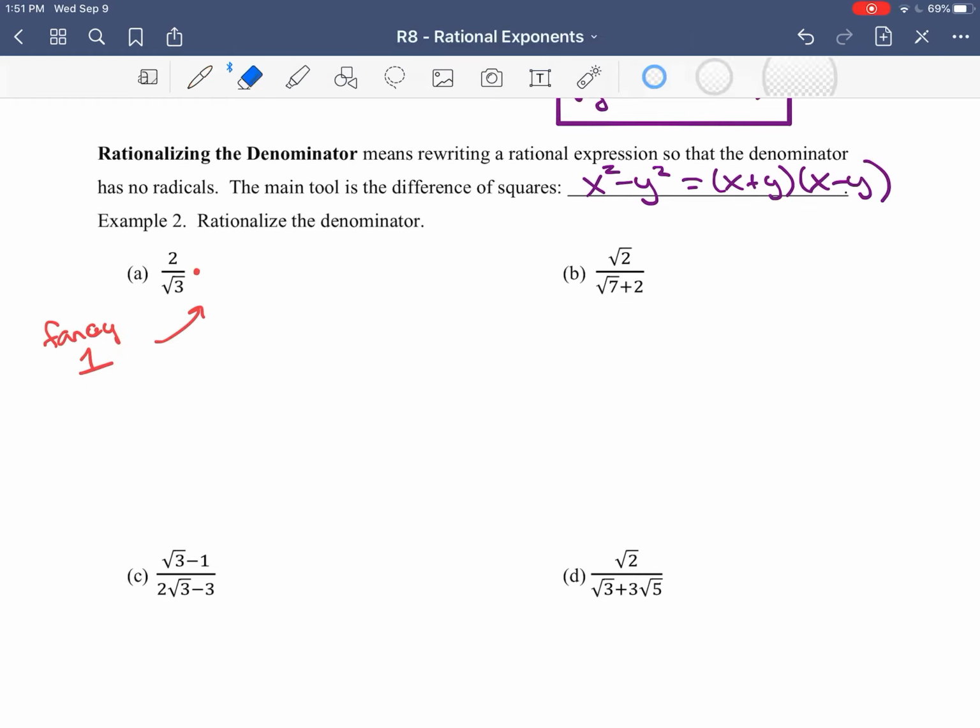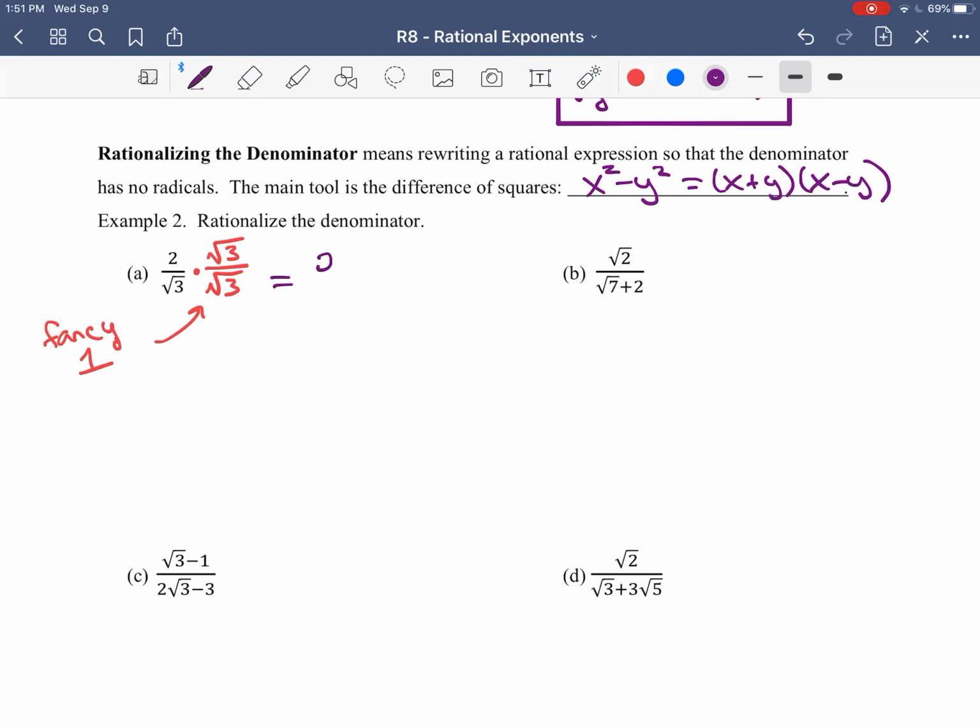Okay, now I want to multiply by a fancy 1 so that I don't have a square root on the bottom. So what do I need to multiply root 3 by in order to not have a root? Well, one thing I could do is root 3, because then it's root 3 squared, which is just 3. So if I do that on the bottom, I have to also do it on the top.